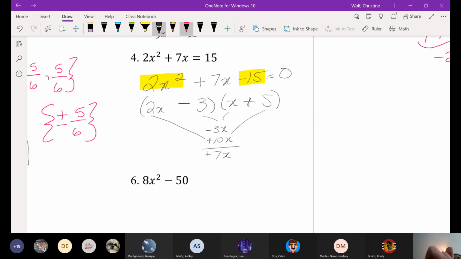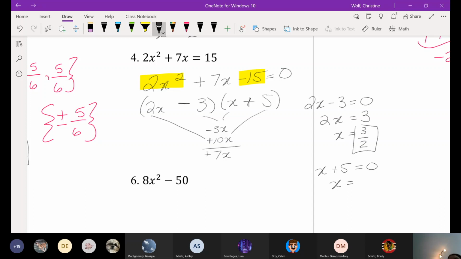There we go. So, la prochaine étape, c'est de prendre, I'll do it over here, chacun, so 2x moins 3 égale à 0. Quand je fais ceci, je bouge le 3 à l'autre côté et je divise chaque côté par 2. There's the first one. OK? Même chose avec l'autre. X plus 5 égale 0. Well, that's easy. Just bouge le 5 à l'autre côté. Ça devient négatif. There's your second answer.